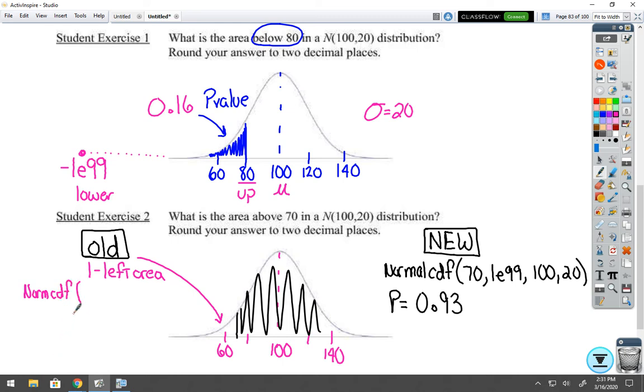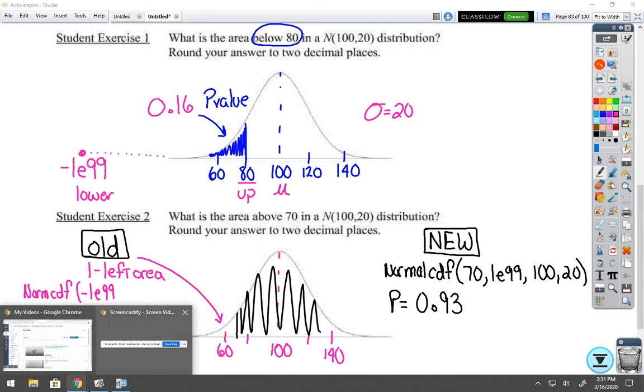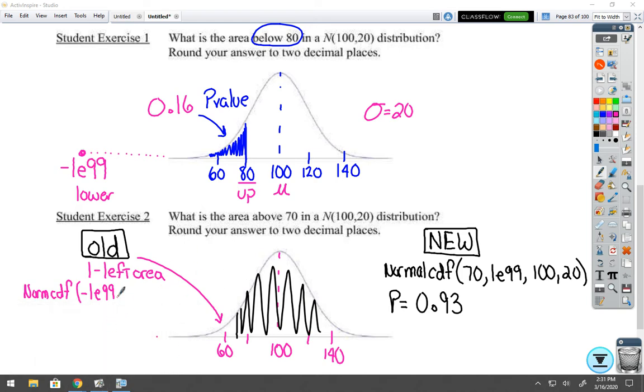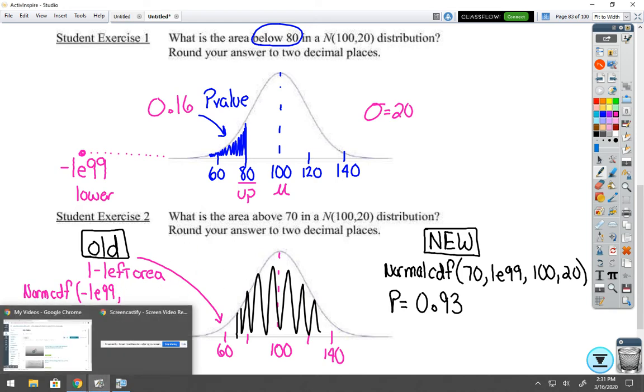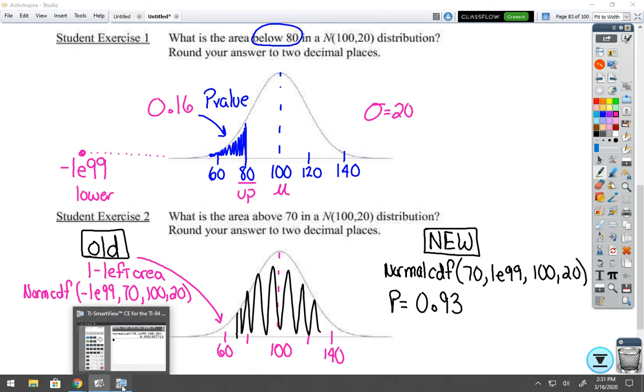is I'm going to invert a couple things. First of all, my low number is going to be negative 1E99. It's actually out here somewhere. I'm finding the area I don't want. Comma, I'm going to work my way up to that 70 number. I'm still going to have the same 100, and I'm still going to have the same 20. I'm going to show you what that looks like when we do that on the calculator, because it's not going to say 93 when we get an answer, but we'll see how it is really 93.